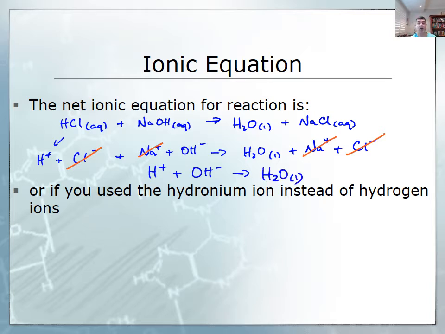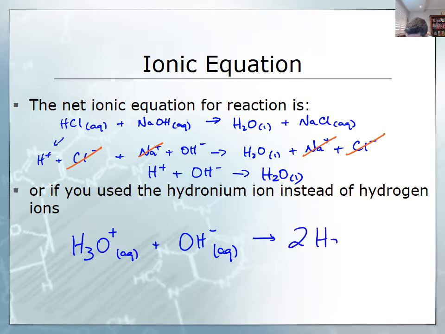If we use a hydronium ion instead of hydrogen ions, we now know that when the hydrochloric acid is in water, it donates its proton to a water molecule to produce a hydronium ion. So there's a hydronium ion in solution, combining with an OH- ion, also in solution, and that will give us two water molecules. And what happens in this case is the proton is being donated from the hydronium ion to the hydroxide ion, leaving one water molecule and forming one water molecule.